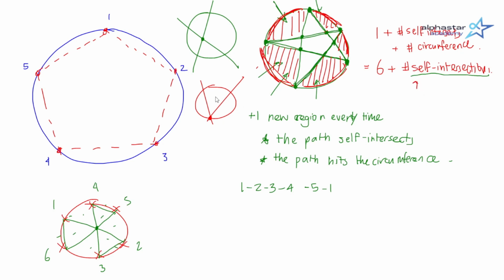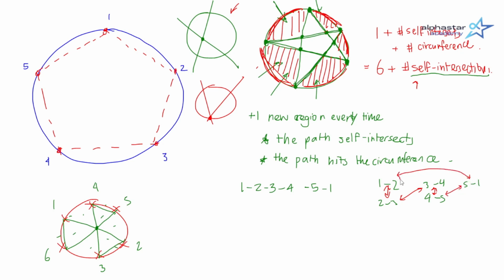So actually the path doesn't self-intersect here. So basically we need the edges to be disjoint. They need to have different endpoints. So for example, we're drawing 5 edges: the 1, 2 edge, the 2, 3 edge, the 3, 4 edge, the 4, 5 edge, and the 5, 1 edge. These 2 cannot intersect inside the circle. Same with these 2, and these 2, and same with these 2.